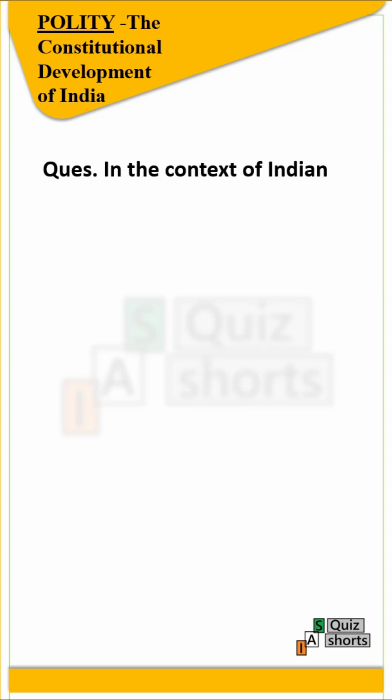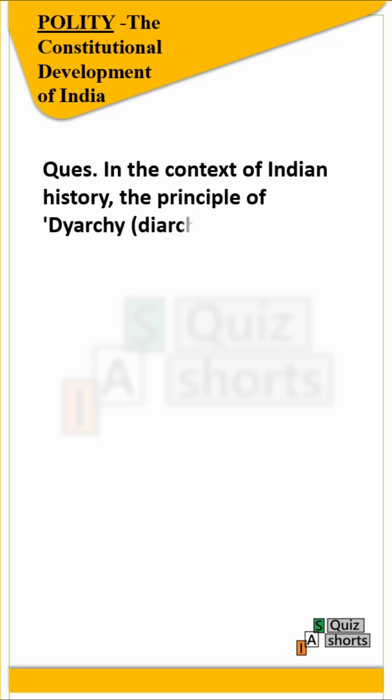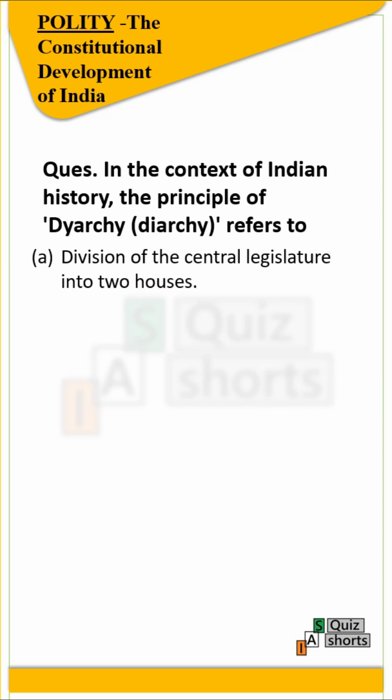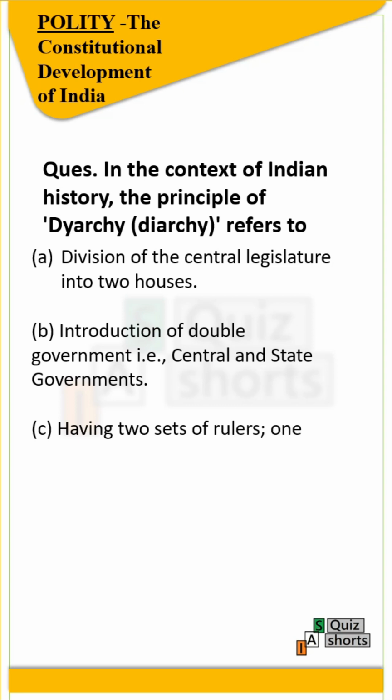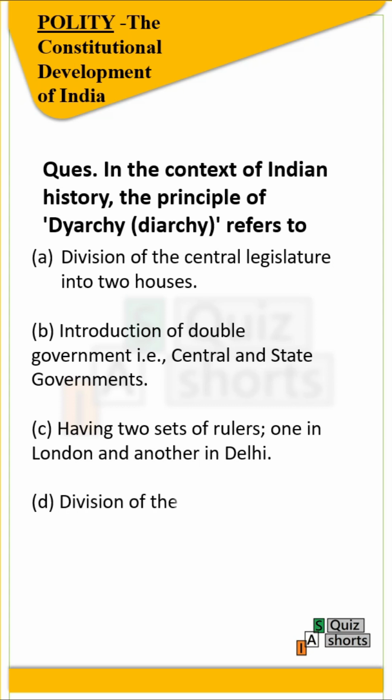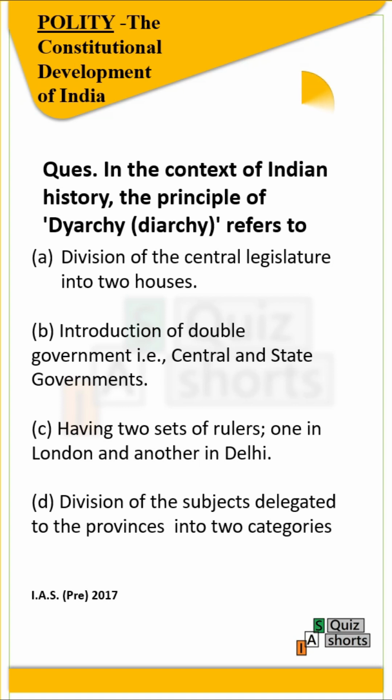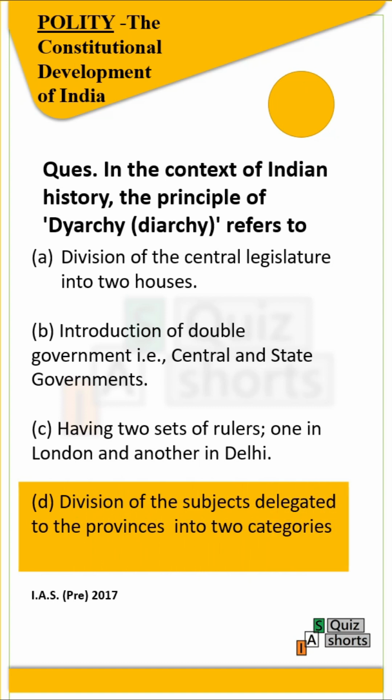Question. In the context of Indian history, the principle of diarchy refers to A. Division of central legislature into two houses. B. Introduction of double government, that is central and state governments. C. Having two sets of rulers, one in London and another in Delhi. D. Division of subjects delegated to the provinces into two categories. Answer is D. Division of subjects delegated to the provinces into two categories.